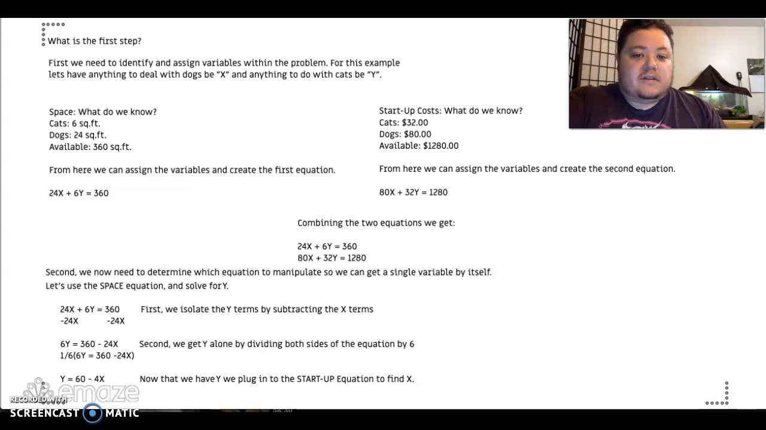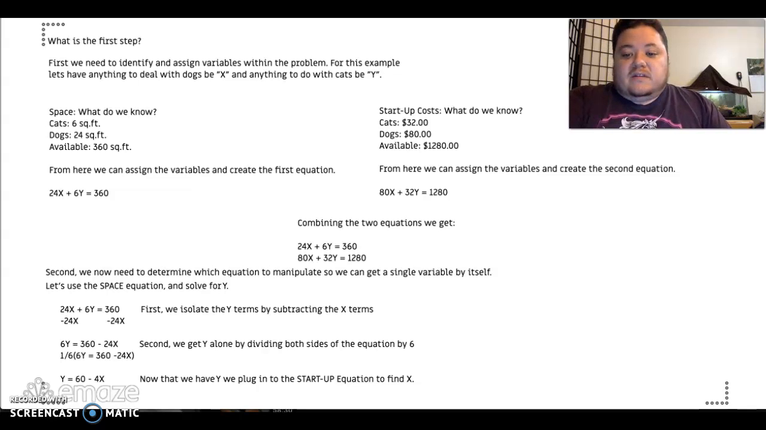Now for startup costs, we know that cats are 32, dogs are 80, and we have 1,280. So here we have 80x plus 32y equals 1280. Now if we combine the two equations together to get the format we want, we have 24x plus 6y equals 360 over 80x plus 32y equals 1280.